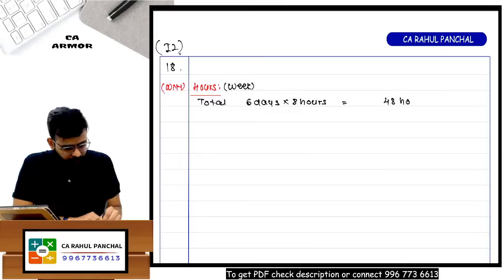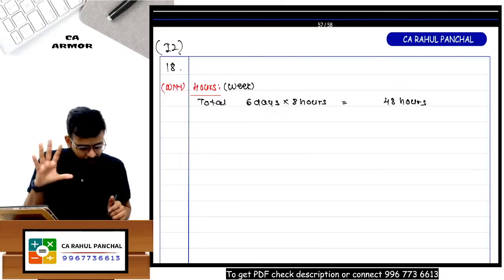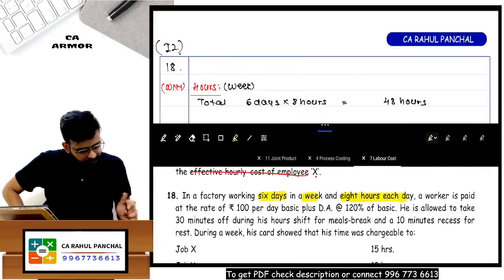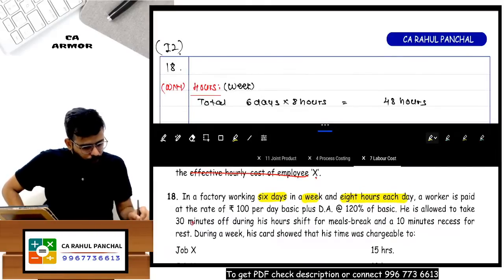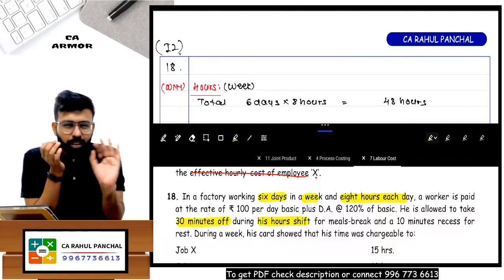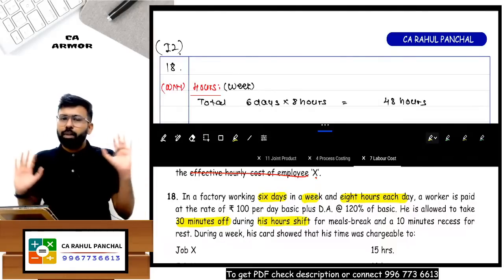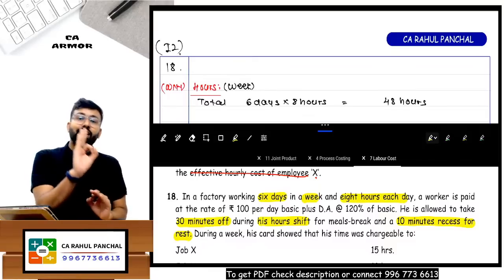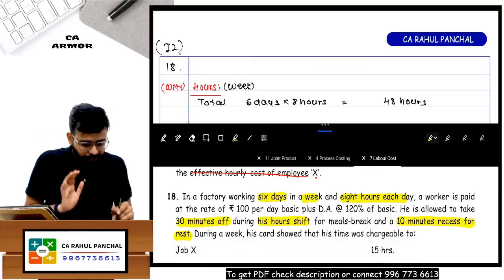But again, sir, there is a twist. If that worker is coming for 8 hours, sir, he needs some break, to eat and all. So he needs some break. Sir, what is the break that we give? Just read this much first. So he is allowed to take 30 minutes off during his shift. So shift means 8 hours ka shift. When we say shift, it is one shift which is of 8 hours. 30 minutes break you will take to eat something, and for meal break, and 10 minutes recess for rest. So we give 40 minutes ka break in one day. The 8 hour ka shift which is there in one day, we give 40 minutes ka break.